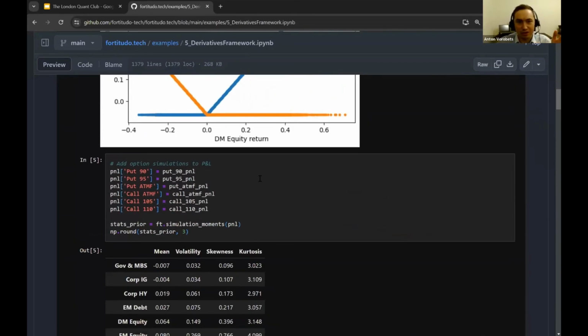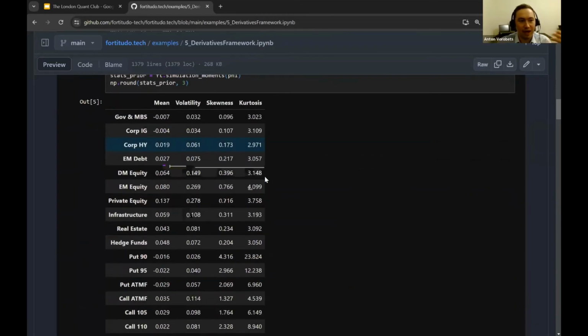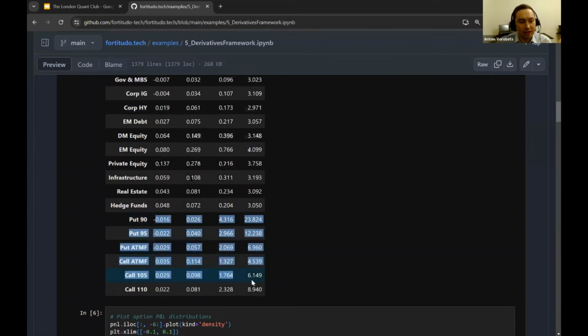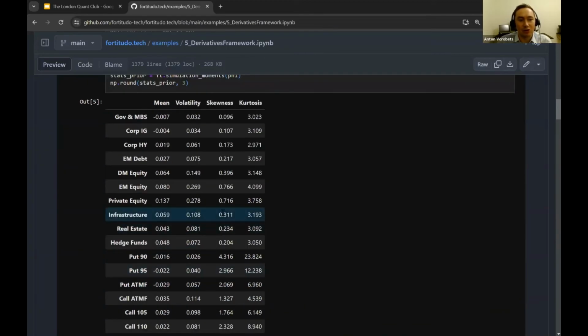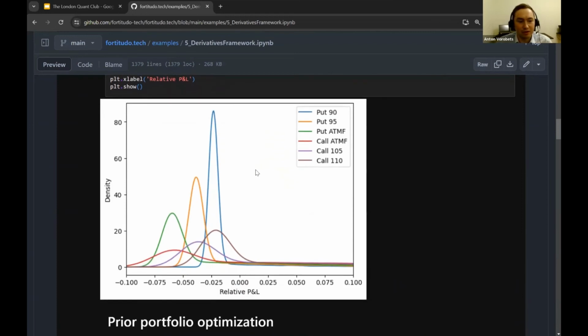We then add the options to the initial P&L simulation and print the statistics again. So when you look at this options P&L, it's quite clear that it's very far from being normally distributed. A normal distribution would have skewness of 0 and a kurtosis of 3. But also just when you look at this log normal simulation, you can see that there are quite significant deviations from the normal distribution already. And if you had real world market data, then this deviation would be even bigger. Here we just plot some of these options P&L to see that they have a very, very fat tail.